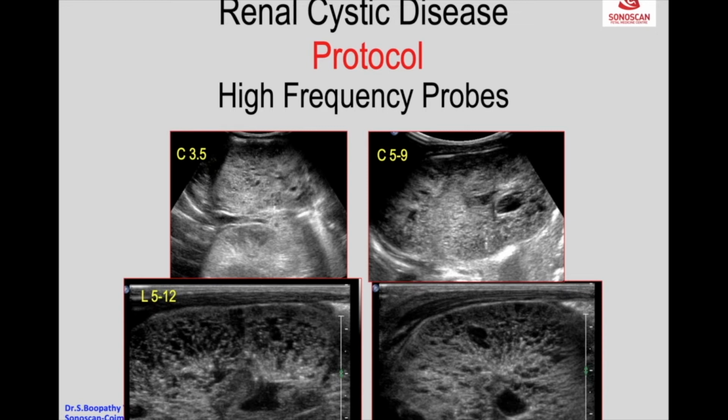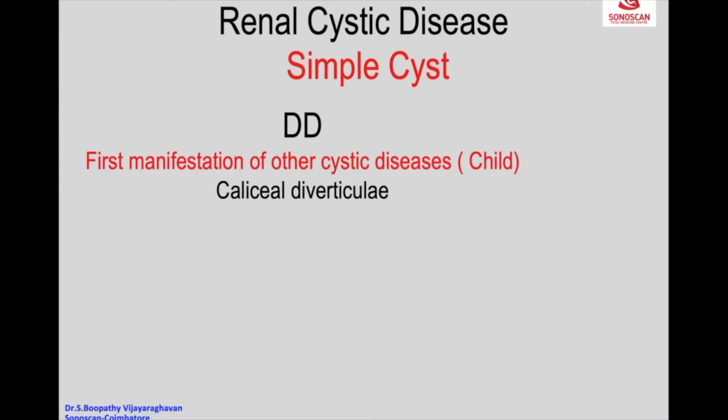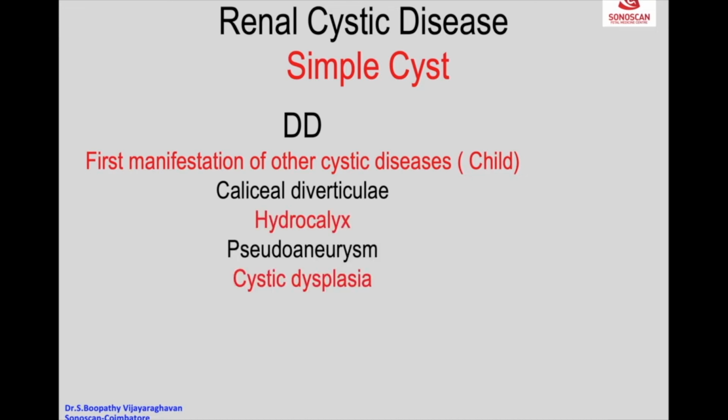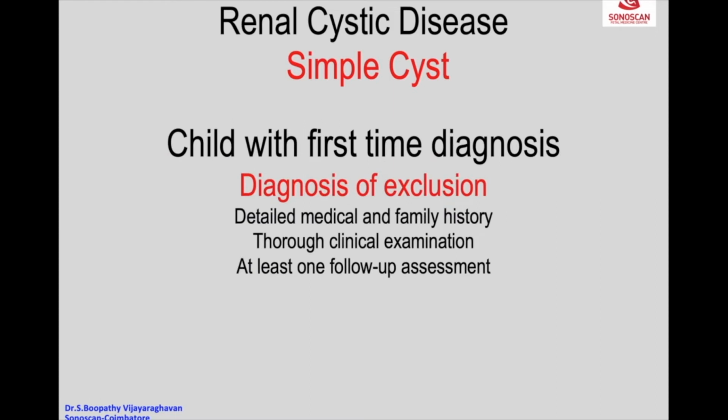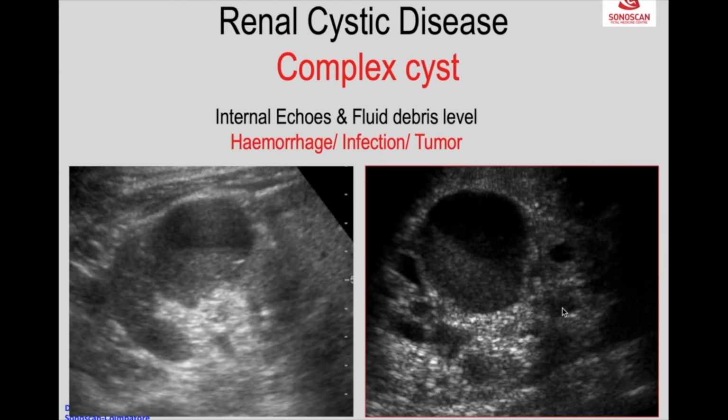So once this is seen, because it is a cyst containing fluid, there is acoustic enhancement which confirms that it is a cyst, and this should not be connected to the collecting system. Or it can be calyceal diverticulum, hydrocalyx, pseudoaneurysm, cystic dysplasia. Examination, and at least one follow-up assessment has to be done after the diagnosis, and does not need contrast enhancement or tumor.